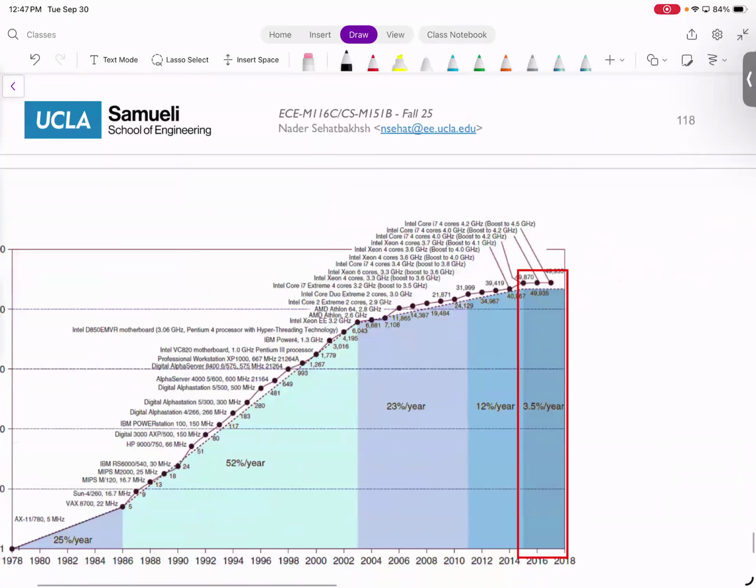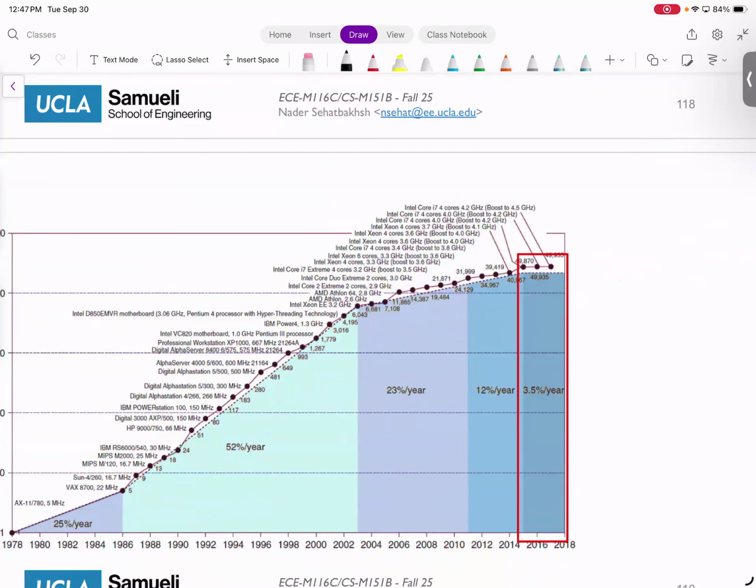Okay, and this is where we are at. We cannot parallelize things any further, and we cannot add any more transistors or cores because we don't have the power capability to do that.